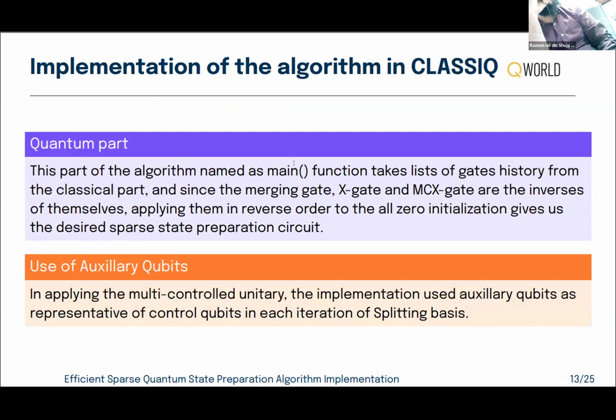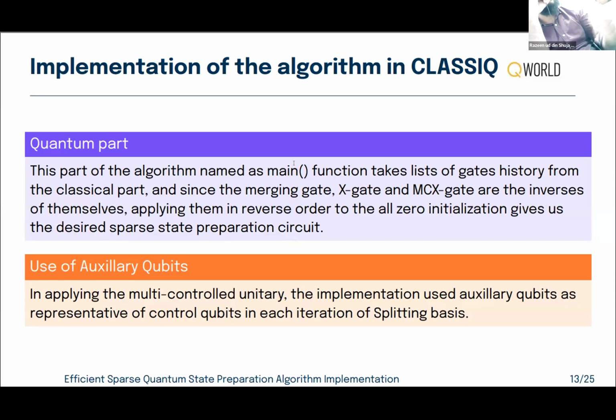The quantum part then uses this history of gates that it gets from the classical part. Since the merging gate, the gate G, the X and the MCX are inverses of themselves, applying them in reverse order to the all-zero initialization gives us the desired state preparation circuit. So these are the main two steps.